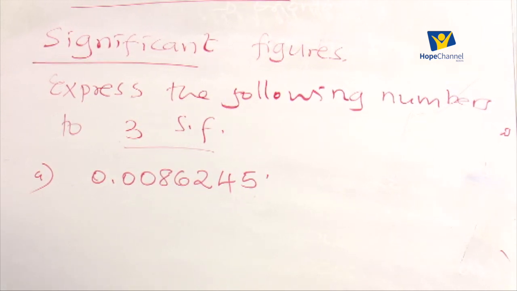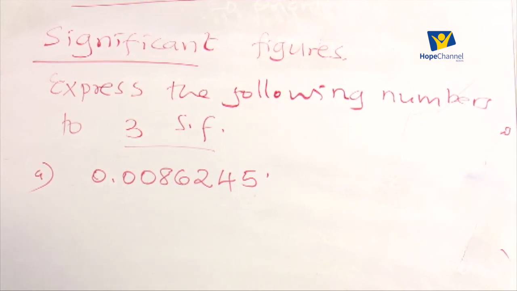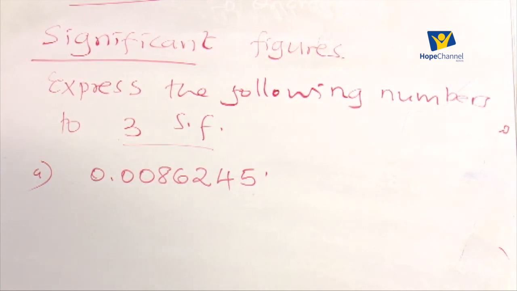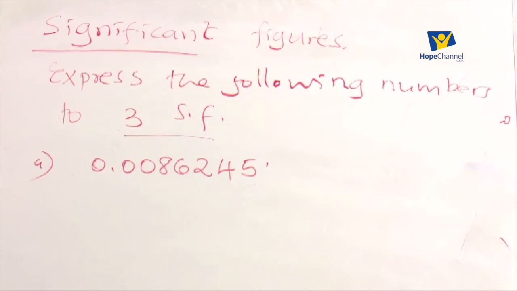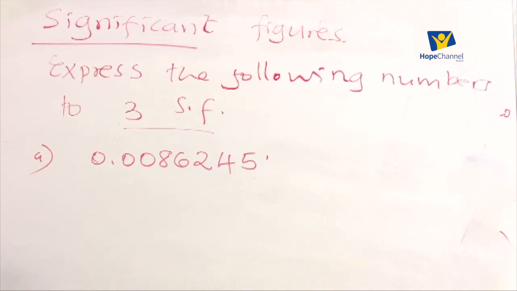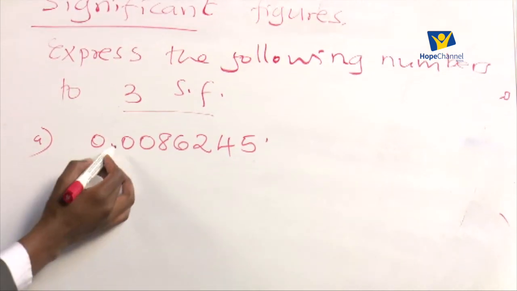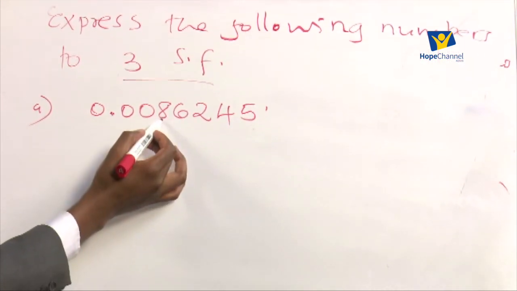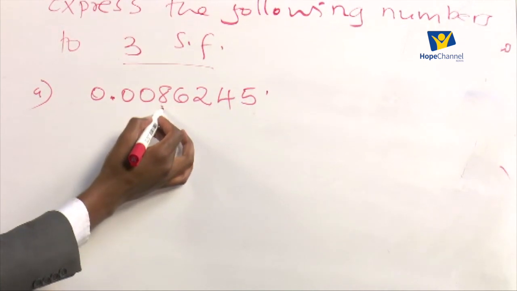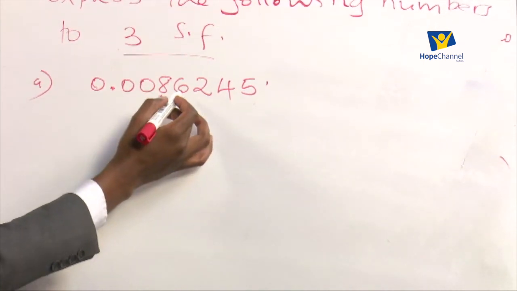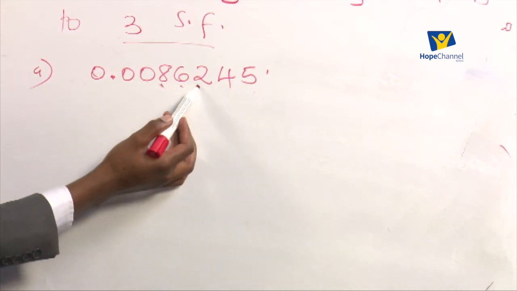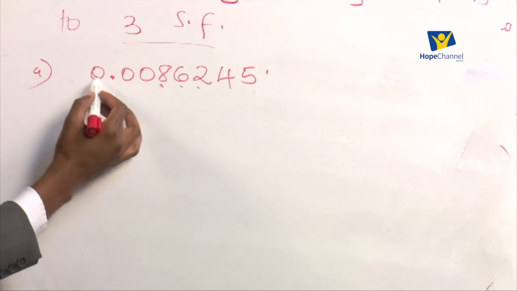So what do we do? For us to express it to 3 significant figures, we need to know where the first significant figure is. The first significant figure in a number is the first non-zero digit. We count from the left. So all these zeros already we know they are not significant. The non-zero digit we have there is 8, so it is the first significant figure. Then the second one is 6, the third one is 2. So if we wanted 3 significant figures, we count 1, 2, 3 of them.